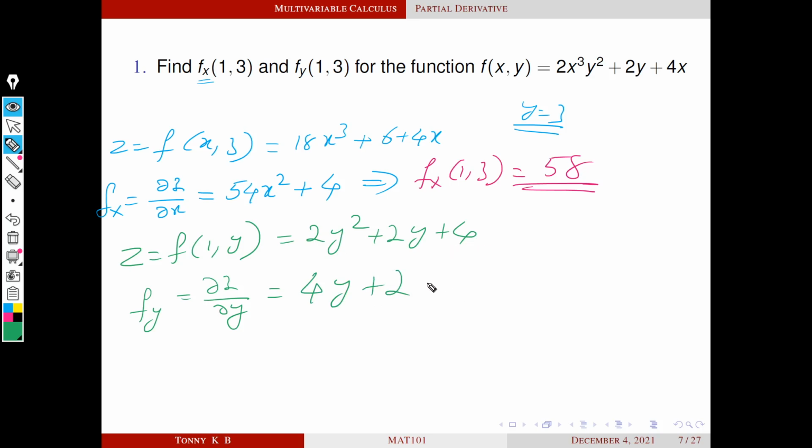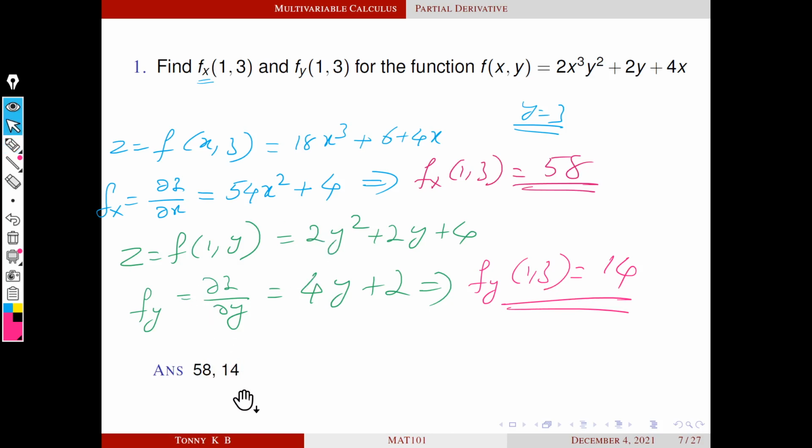So we have to find fy(1,3). So what is fy(1,3)? By just substituting y equal to 3, that is equal to 14. You got it? So this is our rate of change with respect to x, and this is the rate of change with respect to y at the point (1,3). Yes, the answer is 58 and 14.